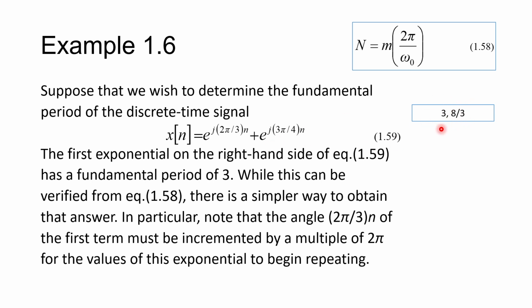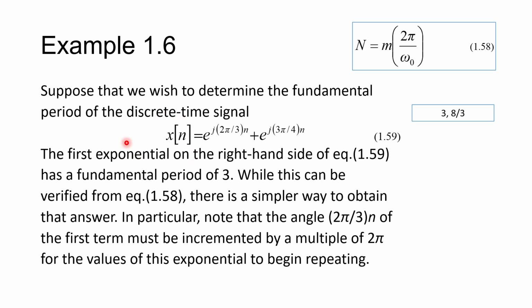They are both rational, that's really good. So we can calculate the period here. This part is already an integer, so m can just be 1 and N equals 3. So this part has period 3, and for this part you have 8 over 3. If you pick m equal to 3 here, then your big N can be 8. So the period of the first one is 3, the period of the second one is 8.